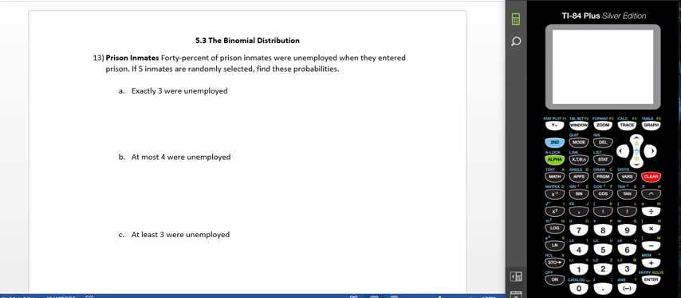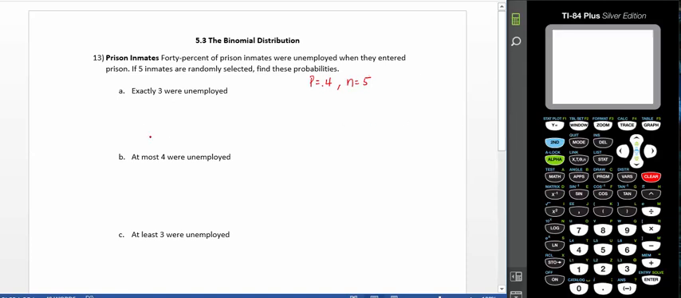5.3, the binomial distribution. Number 13, prison inmates. 40% of prison inmates were unemployed when they entered the prison. So let me first write that down. P equals 0.4. If 5 inmates are randomly selected, so that's your fixed number n equals 5.